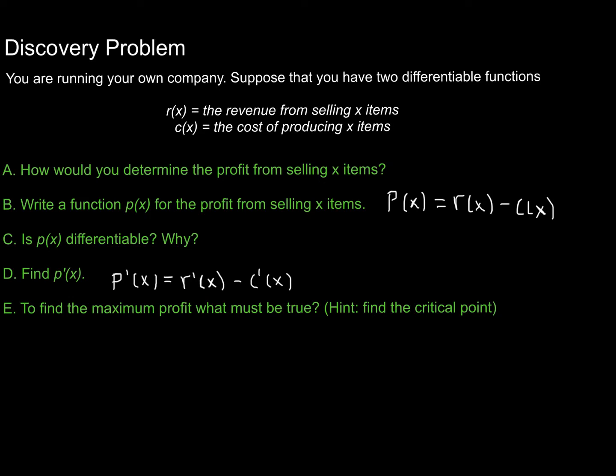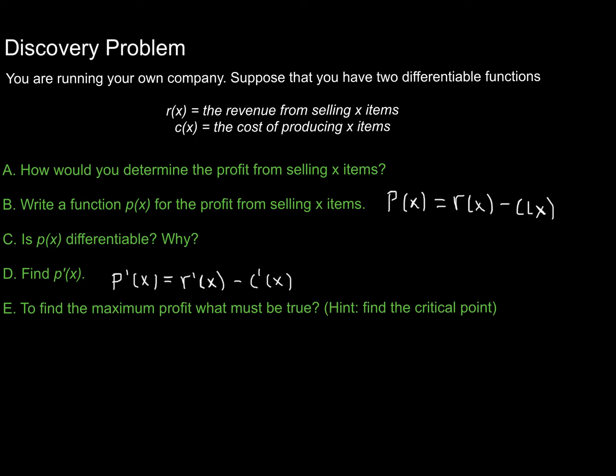Is P of X differentiable, and why? Now, notice that R of X and C of X were both differentiable functions, which means you could take the derivative of both R of X and C of X. So if you wanted to take the derivative of P of X, you could do so because the functions that it is made up of are also differentiable functions. So P of X is differentiable because R of X and C of X are differentiable.